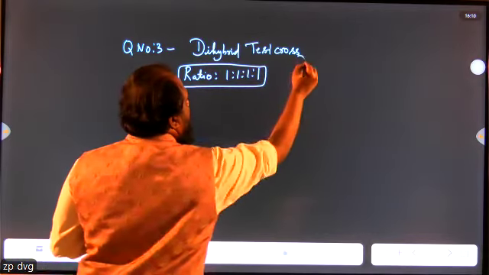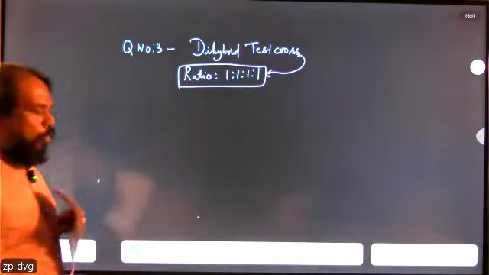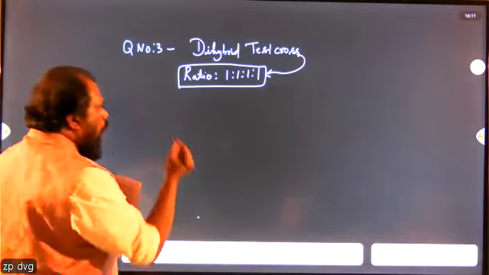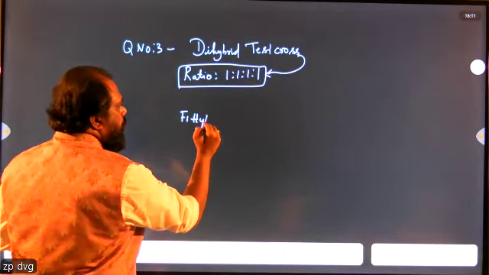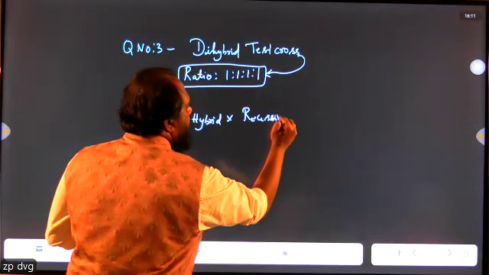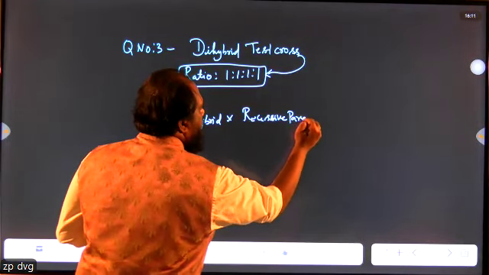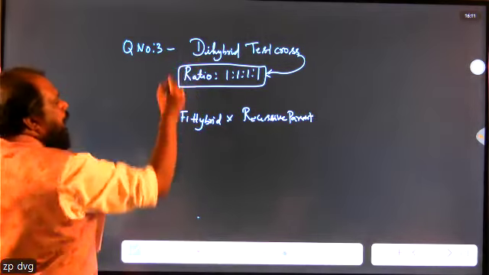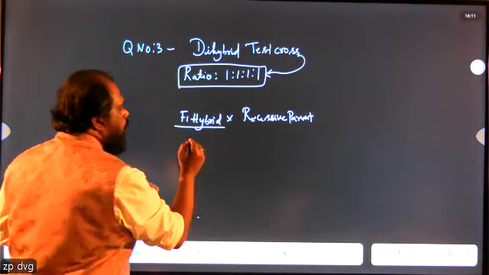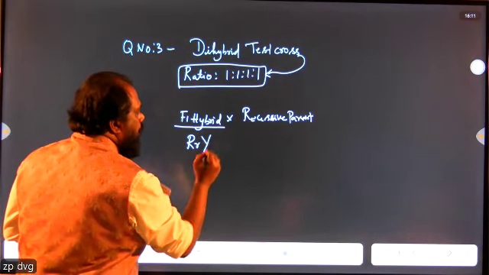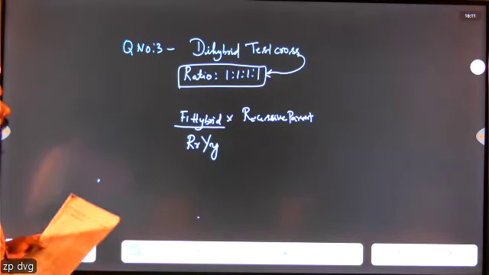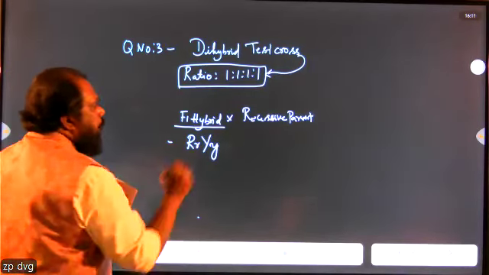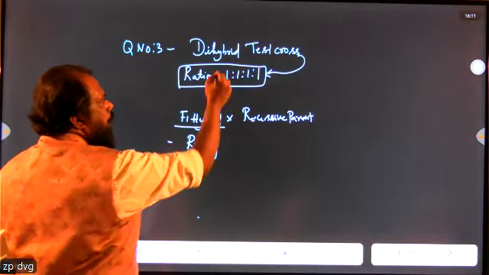Hope you remember, for all test crosses, the ratio will be this. What is a test cross? A test cross is normally between the F1 hybrid and the recessive parent. For example, in a dihybrid, what is the F1 hybrid? Hope you remember, capital R small r, capital Y small y. Now, this has to produce 1:1:1:1.